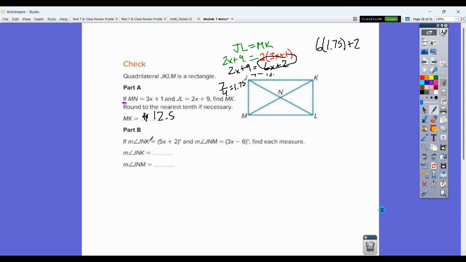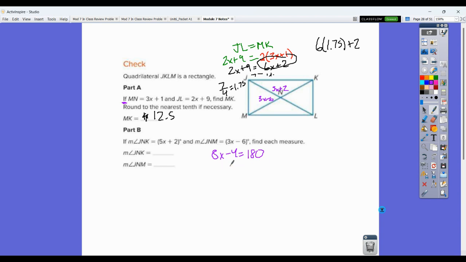So angle JNK is 5x plus 2, and then JNM is 3x minus 6. So those two angles add up to 360. So I'm going to add them together, which is 8x minus 4. Sorry, add up equal to 180. Oops, if I say the right number, equal to 180.